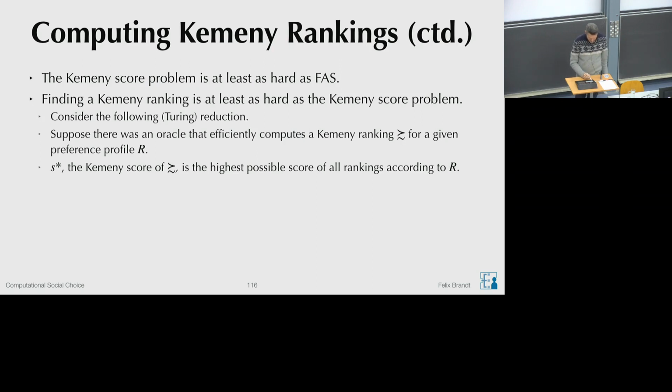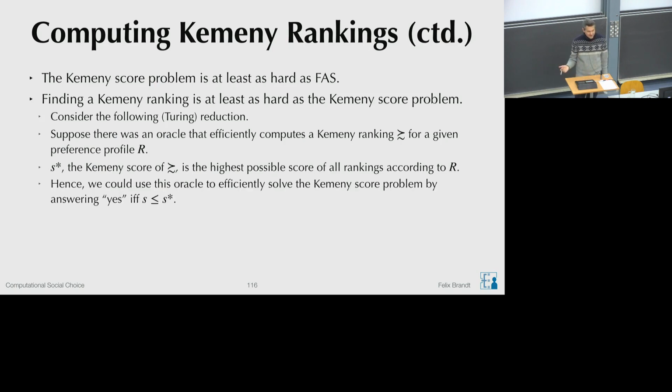So if we denote the score of this particular ranking by S star, it's the highest possible score of all rankings, because this oracle somehow magically gives us Kemeny rankings. We don't know how, but we assume that this oracle can do it in polynomial time. If we have this oracle at our disposal, if we can just use this machine, we can answer any query to the Kemeny score problem by just taking this threshold S star and looking at whether the score S is less than or equal to S star or not. If it's less than or equal to S star, we answer yes, and otherwise we answer no to the question: is there a Kemeny ranking with score at least S? Okay, so I hope that's clear.